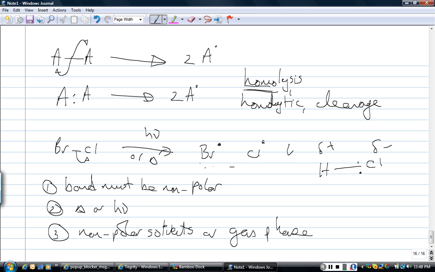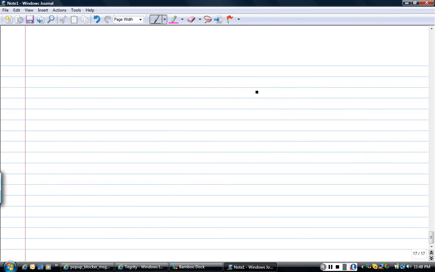And then I also would use non-polar solvents or reactions in the gas phase. And why is that? Well, certainly gas phase means there's no intermolecular interaction, because one molecule does not feel the other in the gas phase. There's no interaction in the gas phase. But the solvent is important too, because let's imagine I have, let's say, a BrCl bond.